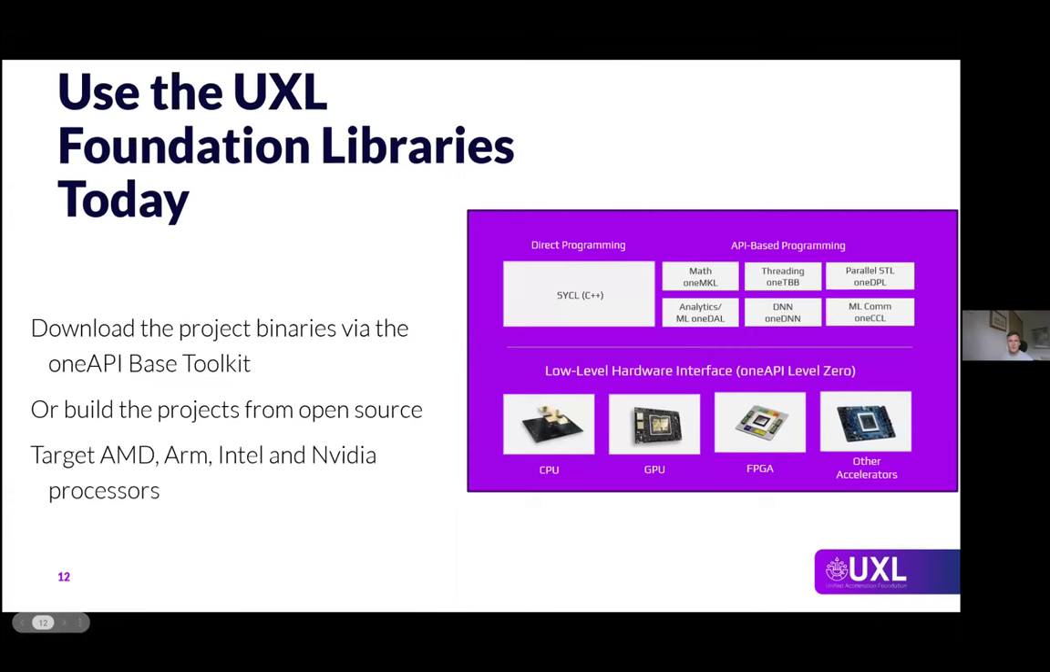So as I've said, it's possible to use the libraries today. You can download a binary package, which is called the oneAPI Base Toolkit. But you can also build the projects from the open source repositories and target different processors from different vendors. So I'd encourage you to have a go with that if you're a developer.